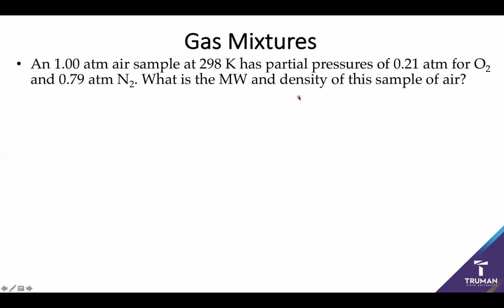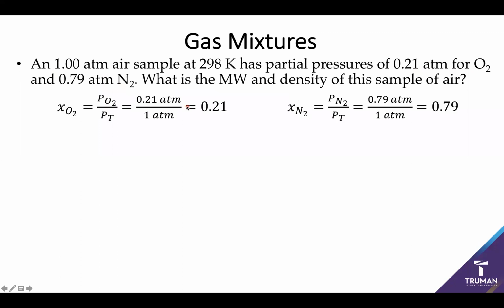So first thing we're going to need to do is figure out what percent of the air is oxygen and what percent is nitrogen. So by taking the ratio of partial pressures to total pressures, we find out that air is on average somewhere between 20 and 22% oxygen, and it's about 77 to 80% nitrogen. So these are very representative values of a real sample.